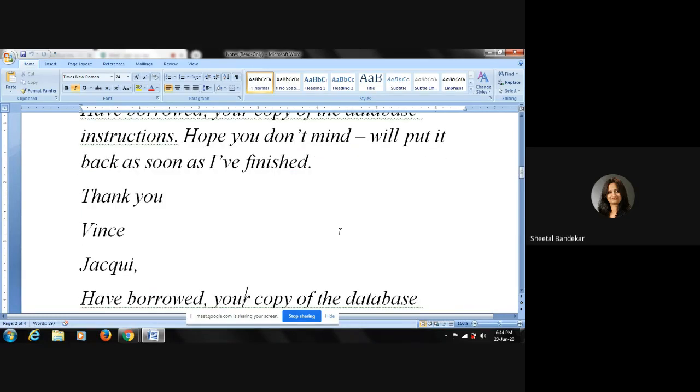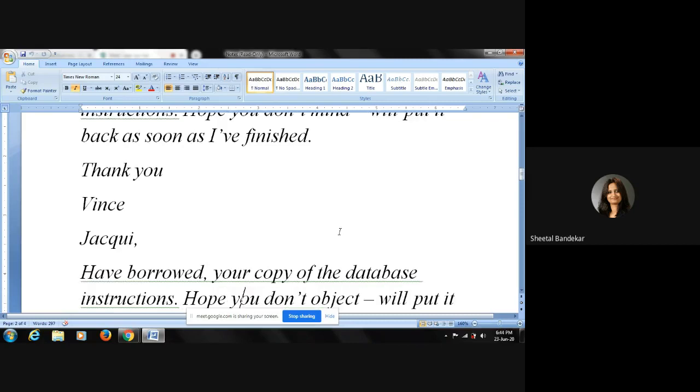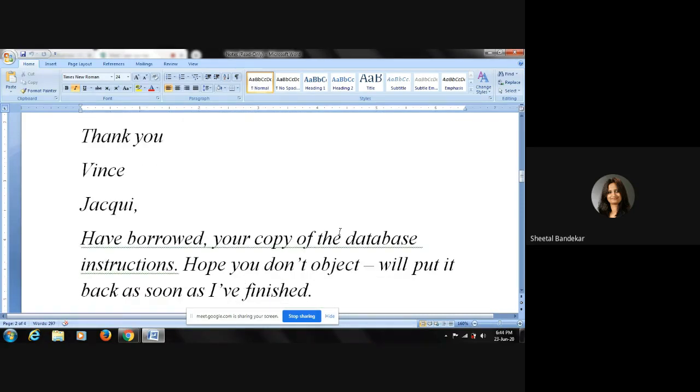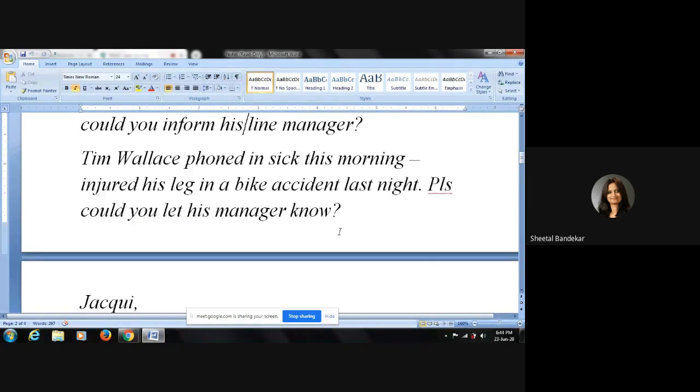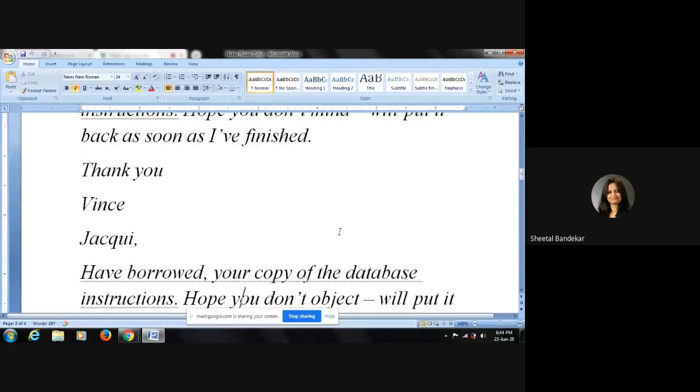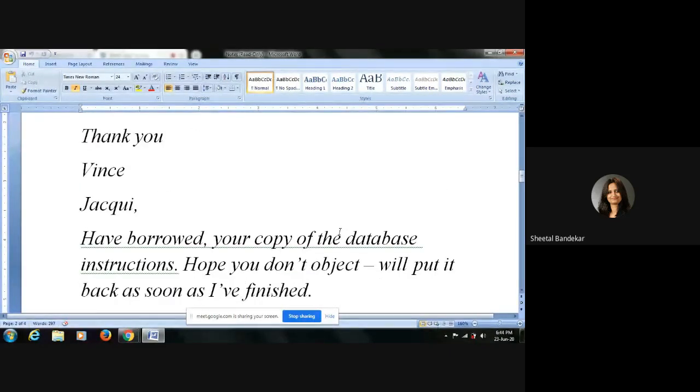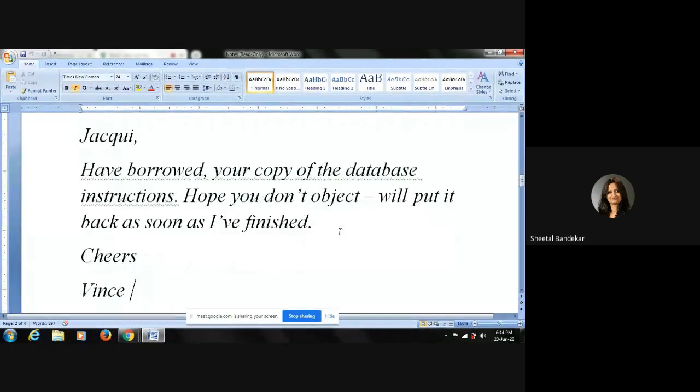Another example, the same example with a little difference. Jackie, have borrowed your copy of the database instructions. Hope you don't object. Now look at this. Instead of hope you don't mind, I've just changed the wording to hope you don't object. Will put it back as soon as I finish. Cheers, Wins. What is the meaning of cheers? Are you cheering somebody? I think you might have forgotten. If you want to say thank you to somebody, the informal way is cheers.